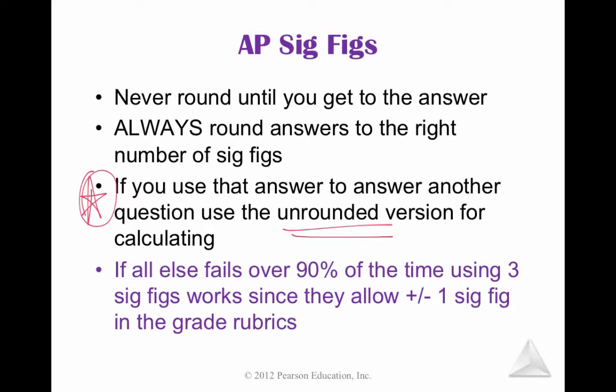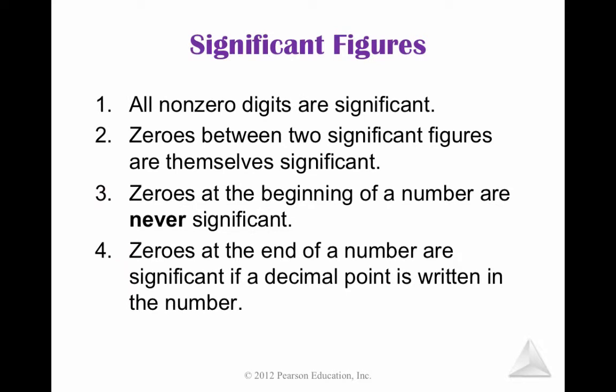Because on the AP Chemistry rubric, when they grade you on the exam, usually they allow plus or minus one significant figure in your answer. So, a review of significant figures. Again, you have a 2-page significant figures notes on the class website, so if you want to look at that as well, you can.